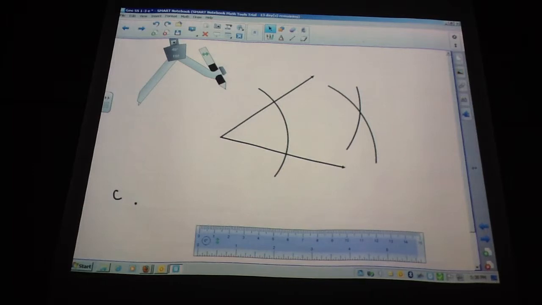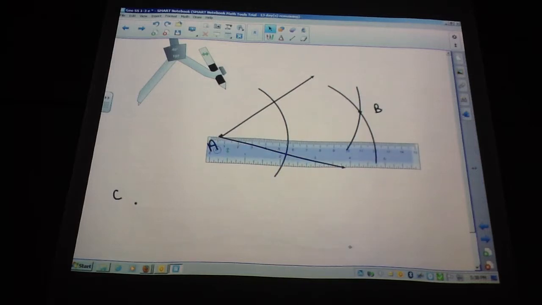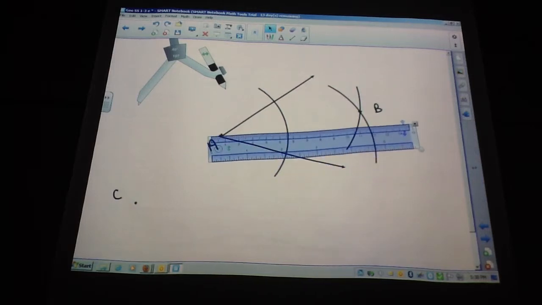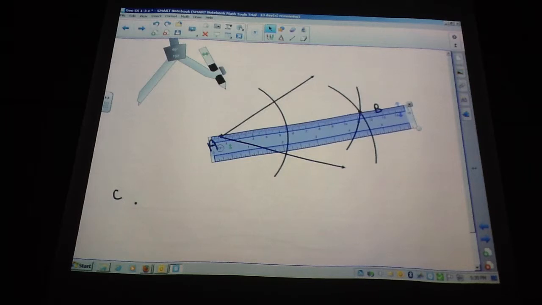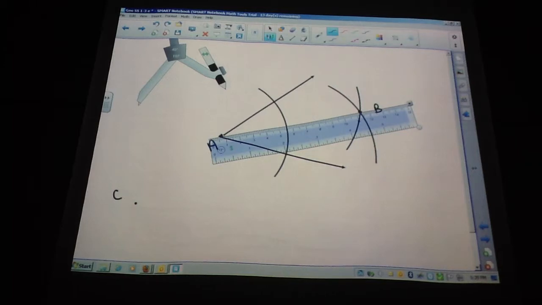Well, I'm going to go ahead and call the vertex of my original angle A, and then this point of intersection of these two arcs, let's call that B. And I'm just going to take my straight edge now, and I'm going to connect a line, or a ray I guess, between A and B, and that's going to be our angle bisector.